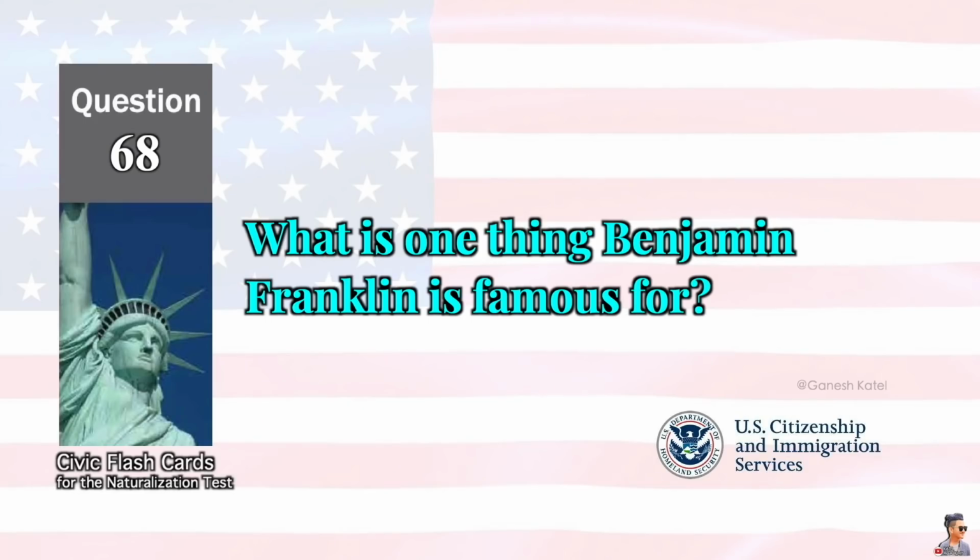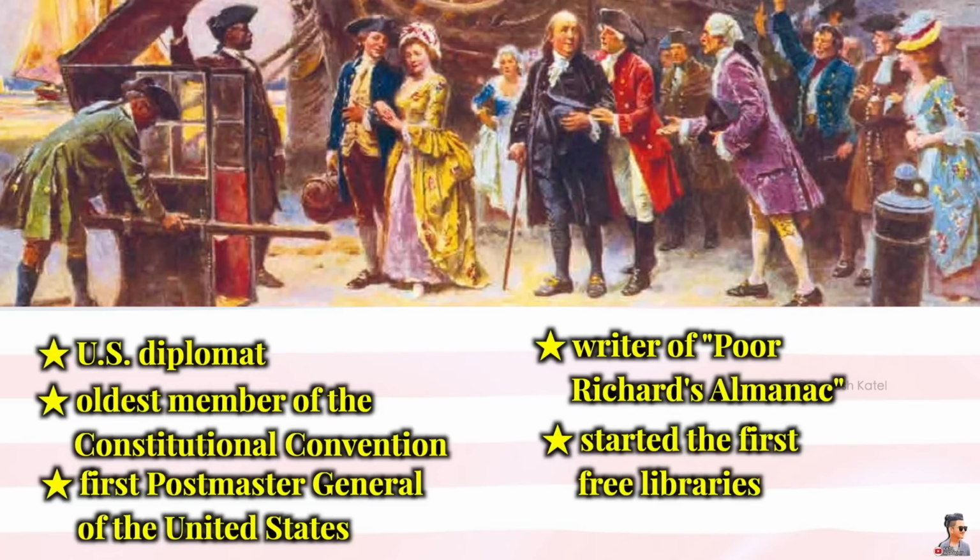What is one thing Benjamin Franklin is famous for? U.S. diplomat, oldest member of the Constitutional Convention, first Postmaster General of the United States, writer of Poor Richard's Almanac, started the first free libraries.